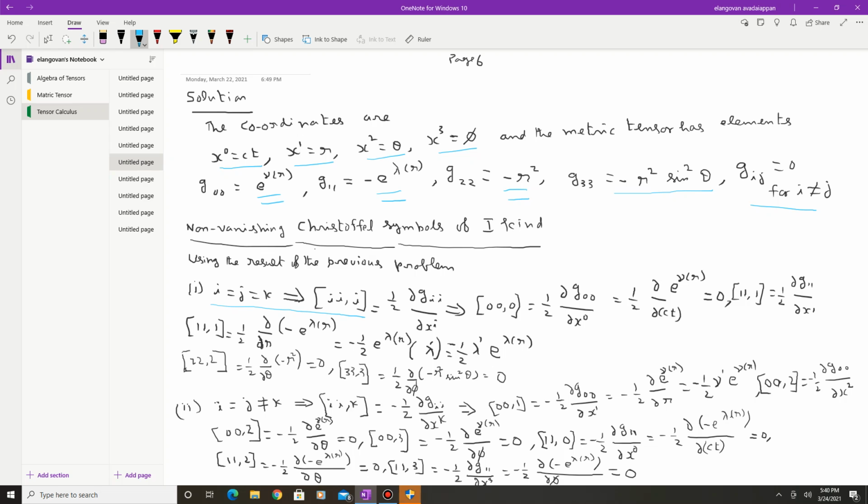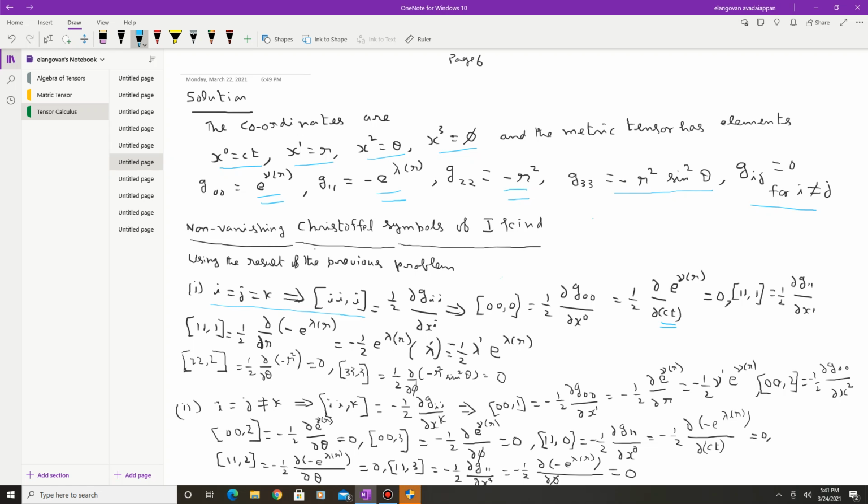[i i, i] is half of partial d g_ii by dx^i. So you put i equal to 0, 1, 2, 3. There are 4 coordinates. From the result, [0 0, 0] is equal to half of d g00 by dx^0, where x^0 is ct, the time coordinate.